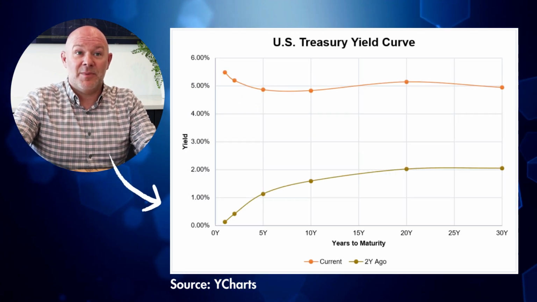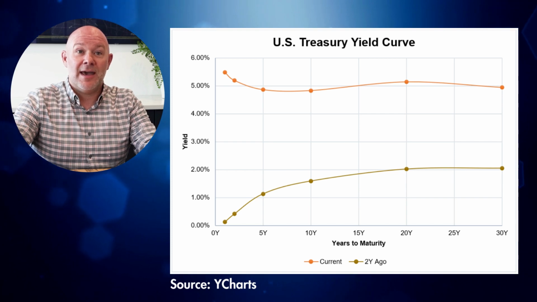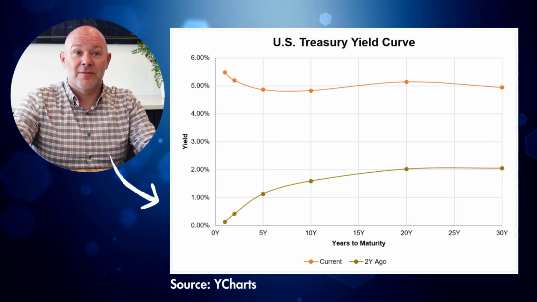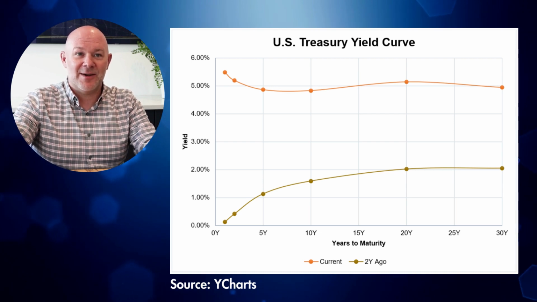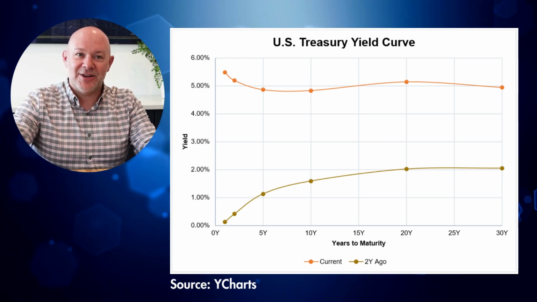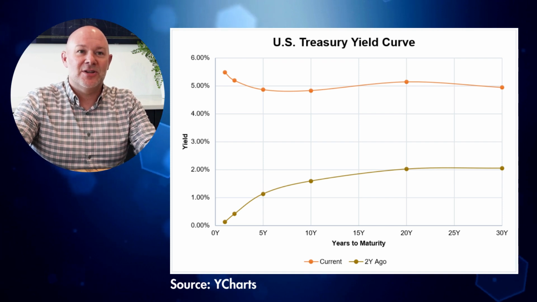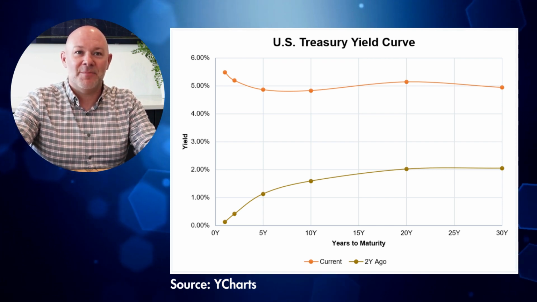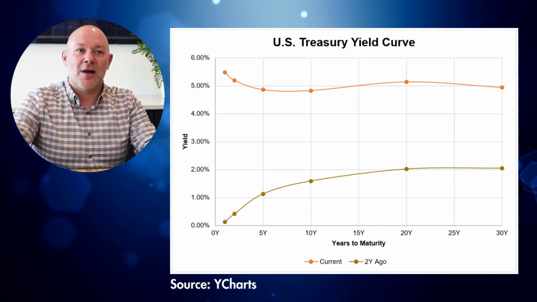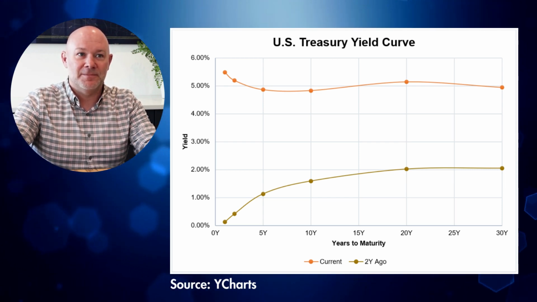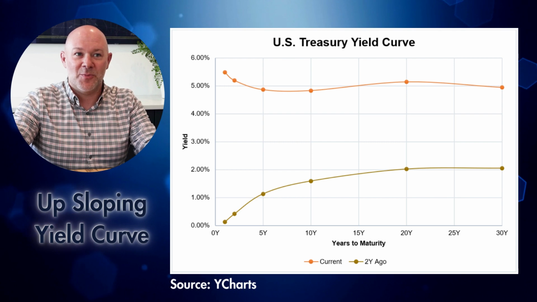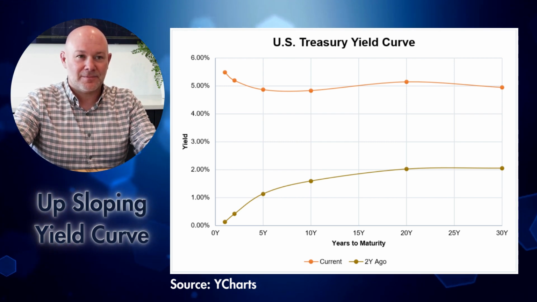At the bottom of this pic, we show a normalized yield curve. And what that means is that if you're going to lend money for someone for 10 years versus 2 years, you should expect additional compensation for locking your money up for the longer period of time. We call this an upsloping yield curve.